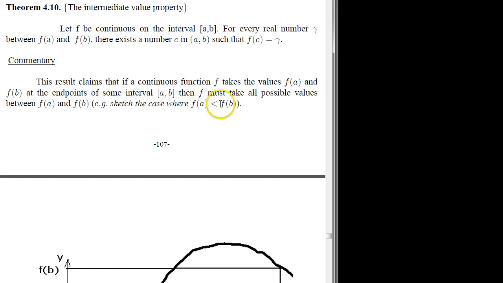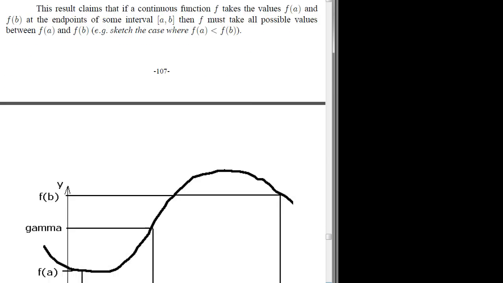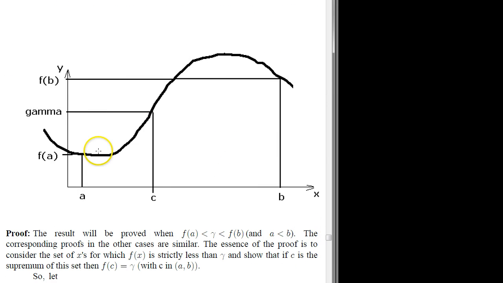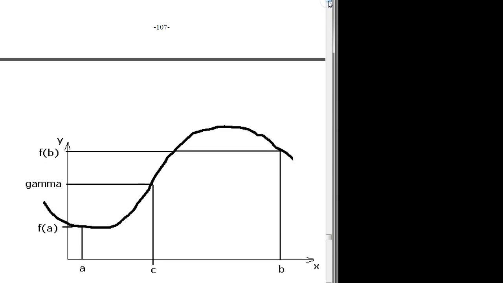Sketch the case where f(a) is less than f(b). So let's have a look at the sketch then. Here it is. So f is a continuous function defined on [a, b], and you've got f(a) where it started and f(b) where it finished, and it's saying that for any point gamma in between these two, there will exist a c such that f(c) equals gamma. So let's go back up and remind ourselves what that says then.